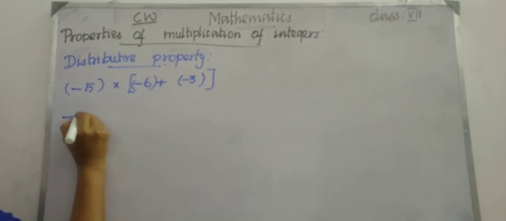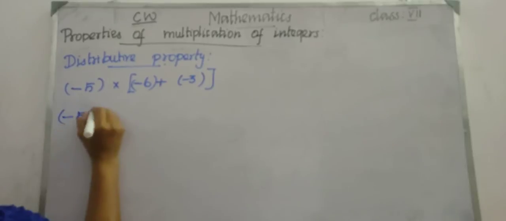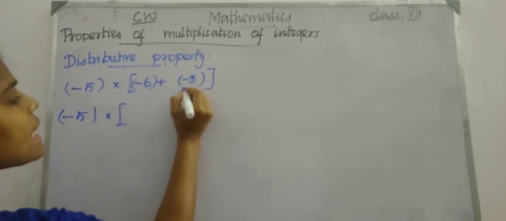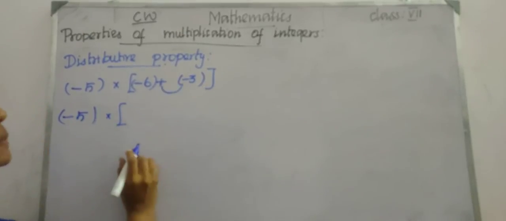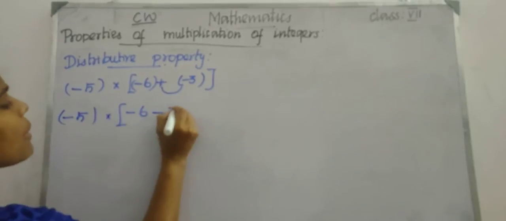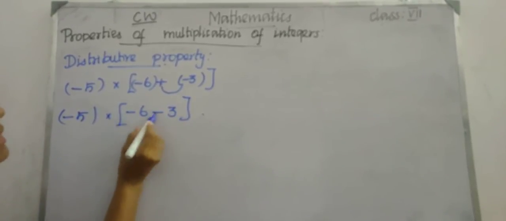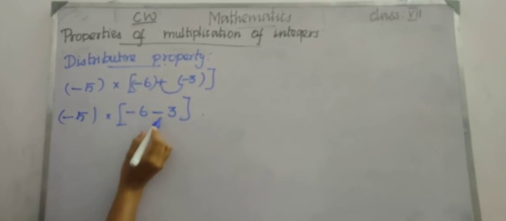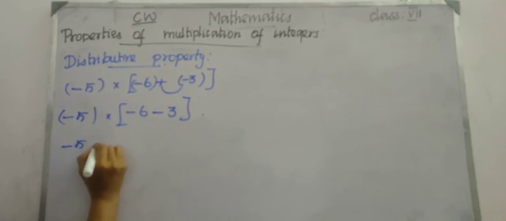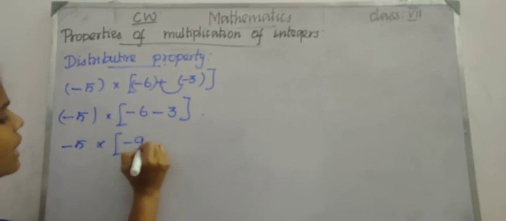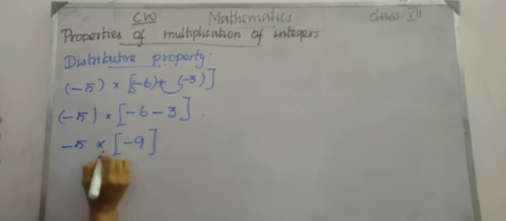First of all let us solve the brackets. So minus 5 into minus 6 plus minus 3. Plus into minus is minus, right? So minus 6 minus 3. So what will you do? If you are having the same sign, we can add and put the same sign. So minus 5 into 6 plus 3, 9. So minus 9. Minus 5 into minus 9.